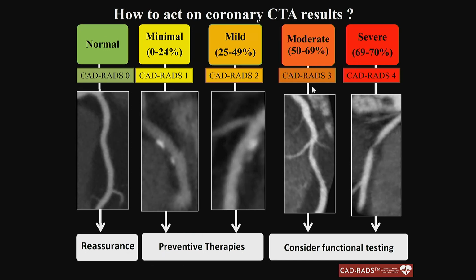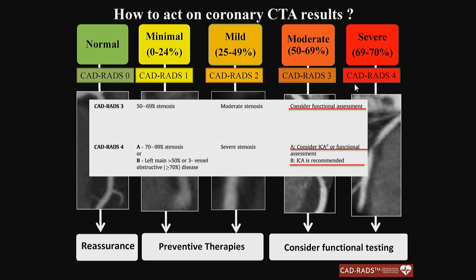Patients with moderate stenosis, such as the example I just showed you, actually do not need invasive angiography, which may have been done in some of the trials, but instead functional testing in order to determine whether those lesions are flow limiting. And it's only patients that have severe stenosis, which is more than 70%, that some of them could be considered for invasive angiography. Specifically, the CAD-RADS 4 classification recommended invasive angiography only in patients that have left main disease more than 50% or 3-vessel obstructive, i.e. more than 70% disease.